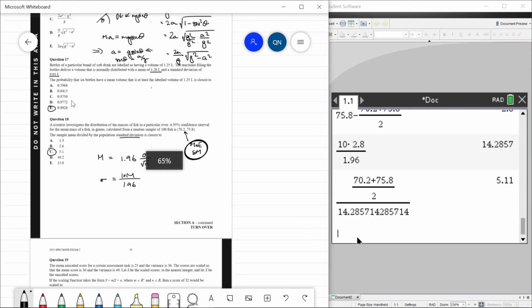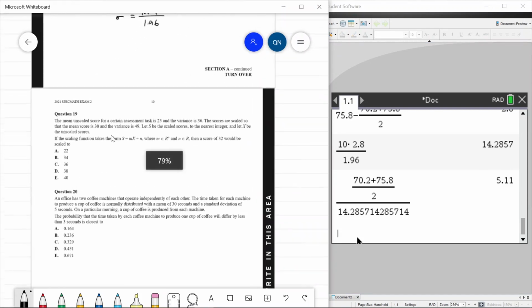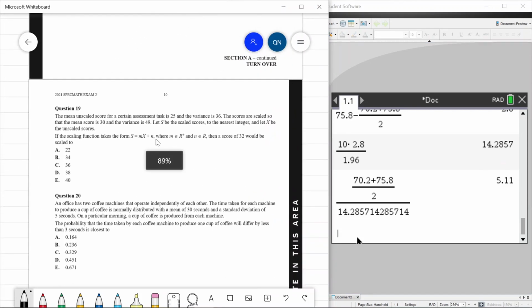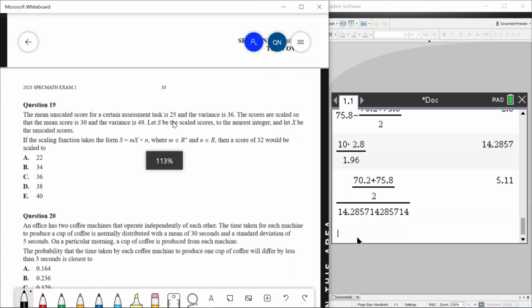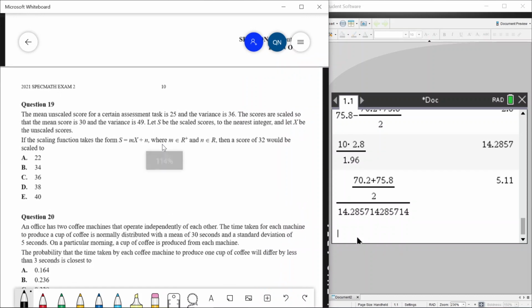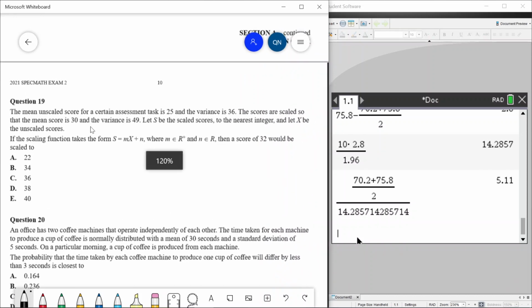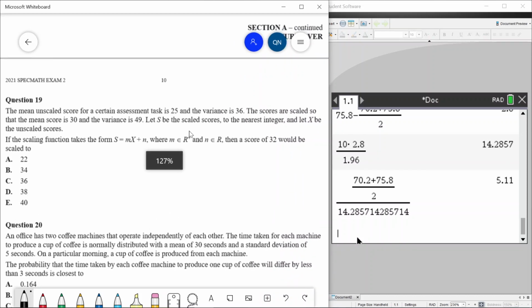All right, so question 19. What do we have? The mean unscaled score for a certain assessment task is 25, and the variance is 36. Now the scores are scaled so that the mean is 30 and the variance is 49. Now the scaling function takes this linear form.